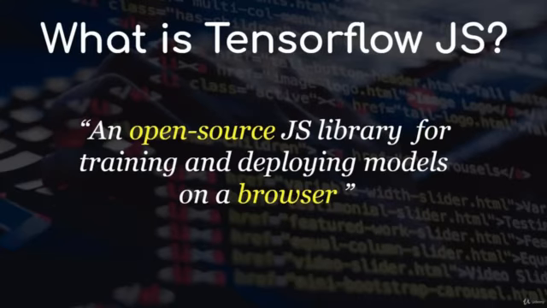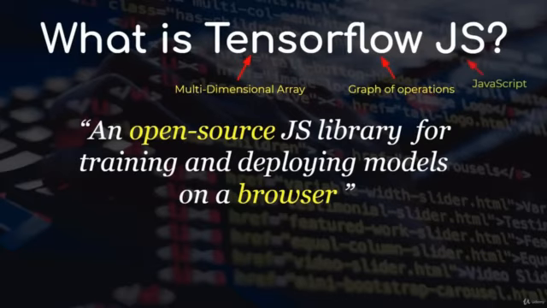Now what is TensorFlow.js? Tensor in itself means multi-dimensional array. Flow means graph of operations, while JS means JavaScript. So let me read the definition, which says an open source JavaScript library for training and deploying models on the browser, which simply means by taking examples like image classification or object recognition, even recommendation system, these all can be made, trained and deployed on a browser.